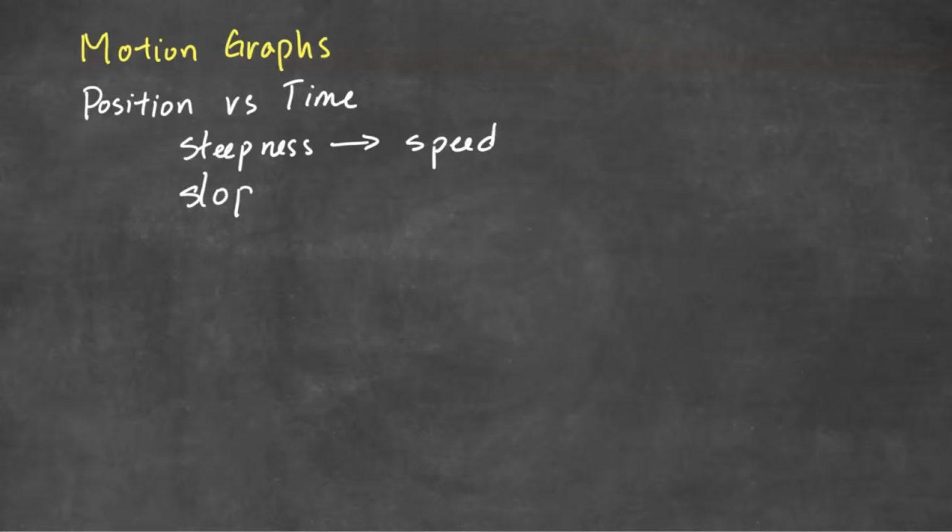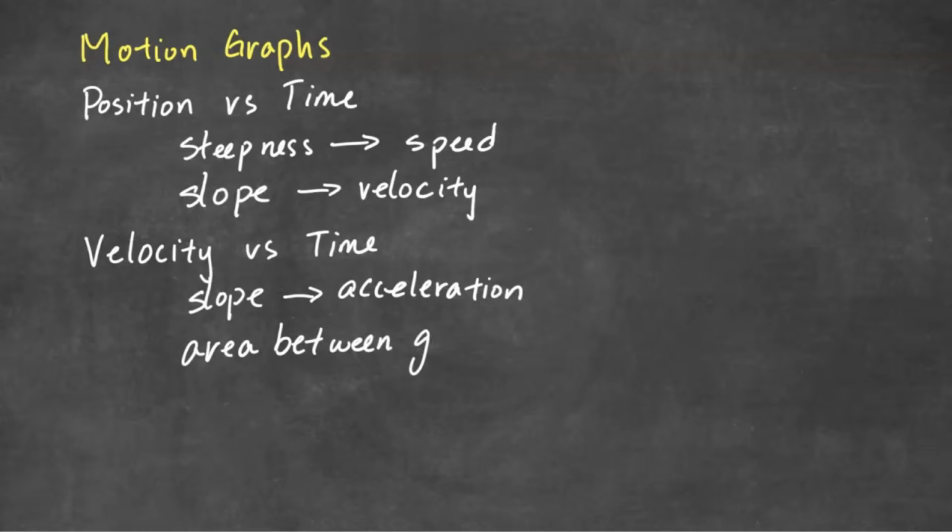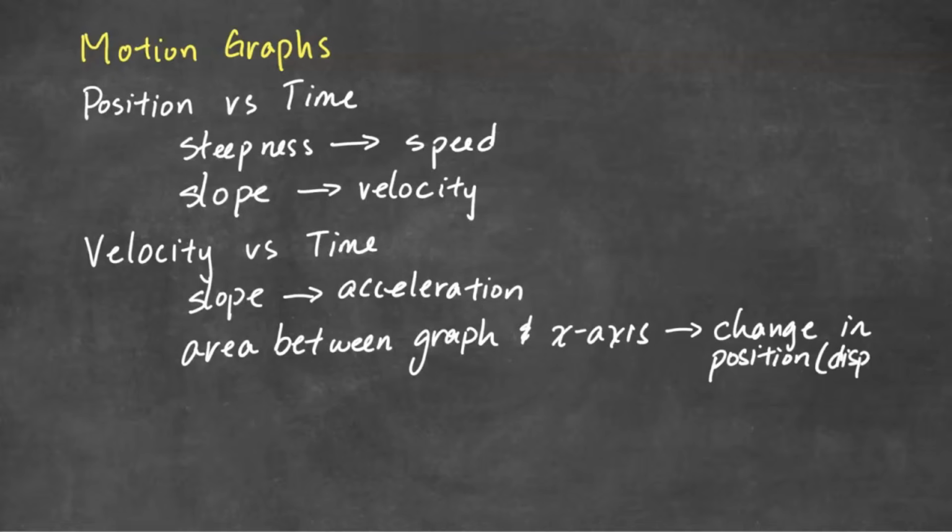The slope of the graph tells us the velocity, and the velocity tells us not only how fast the object is moving, but also the direction. So it could be a positive slope, which means a positive velocity, or a negative slope, which means a negative velocity. On a velocity versus time graph, the slope represents the acceleration, and the area between the graph and the x-axis tells you the change in position or the displacement.